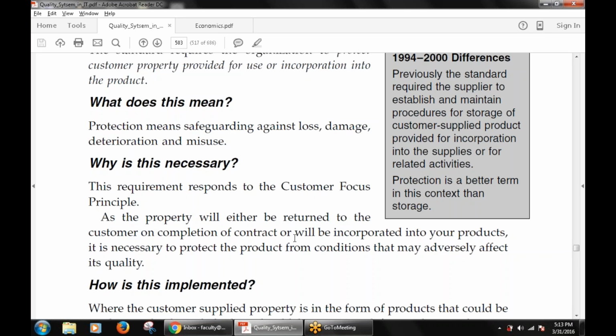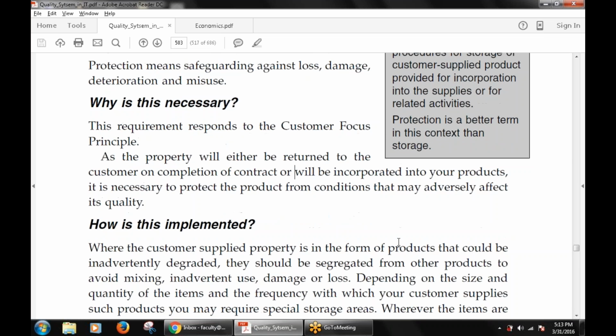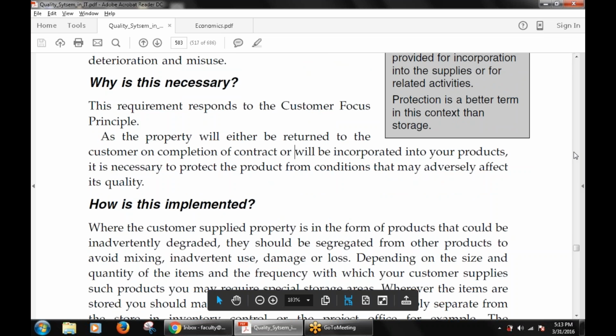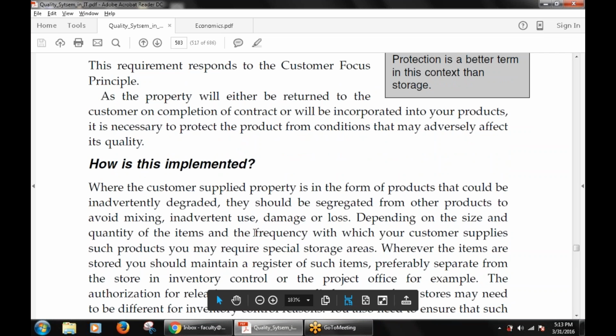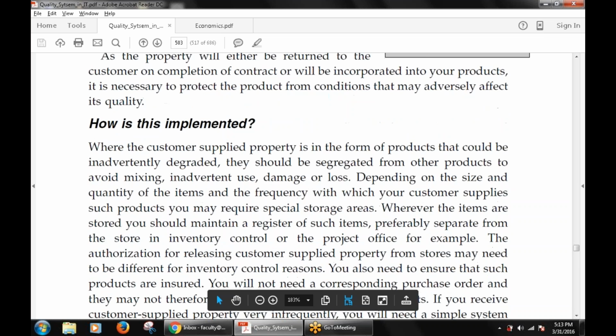Basically, following the customer focus principle, more focus is on the customer property that will be incorporated into the product. How is it implemented? Where the customer supplied property is in a form that could be degraded, it should be segregated from other products to avoid mixing in, and damage or loss when used. Depending on the size and quantity of the item and the frequency with which your customer supplies such product, you may require special storage areas.